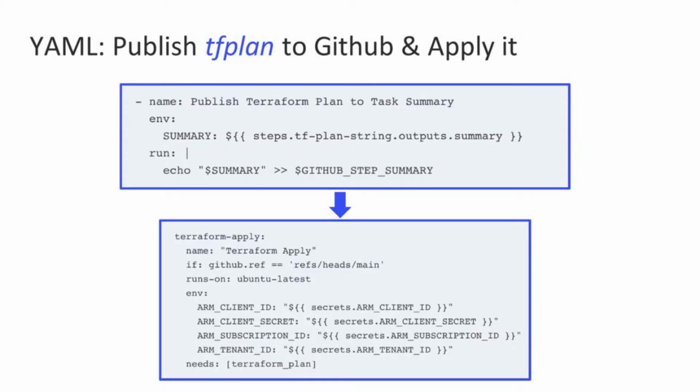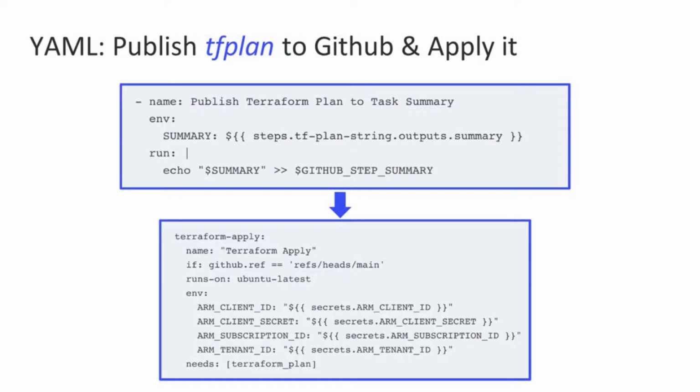The next and final task within the job is to take the summary that we have generated and then publish it back to GitHub, right? So here it says publish Terraform plan to task summary. So that's what we have. We're publishing it. And now all that is left is really to run the Terraform apply command, the magic command, the moneymaker command, right?